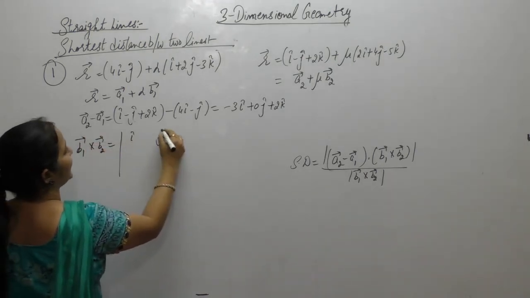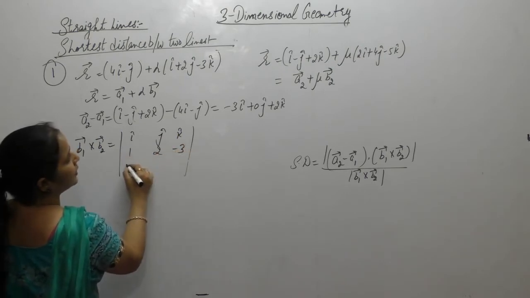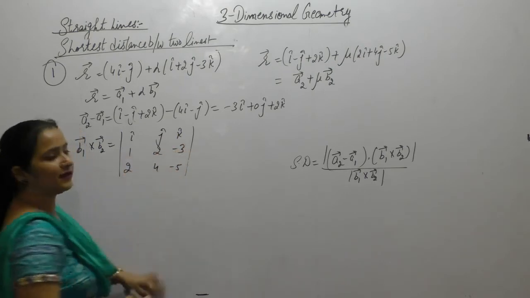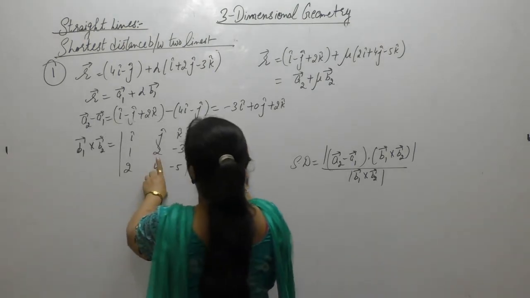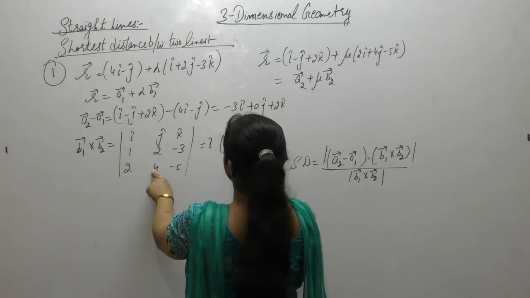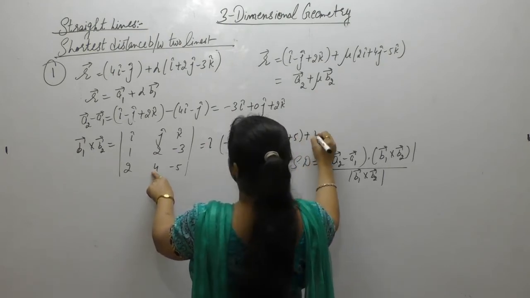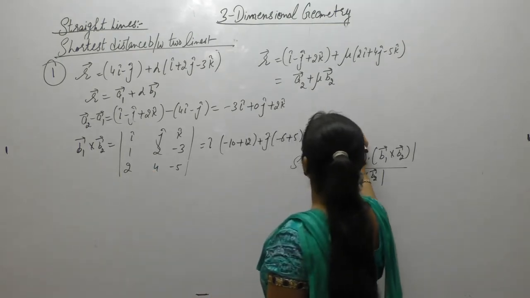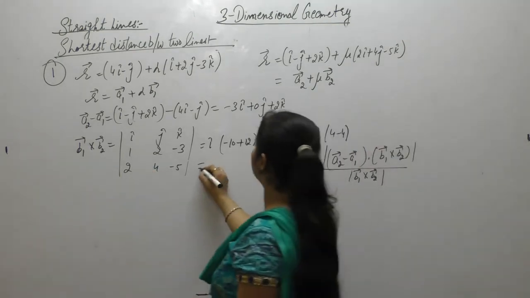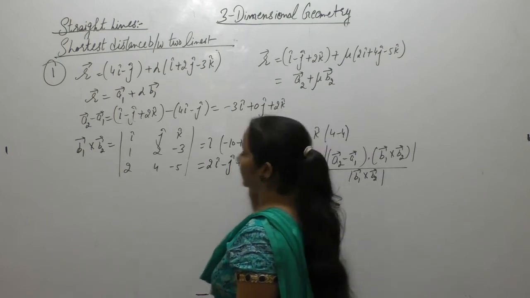That is i, j, k. b1 is 1, 2, minus 3; b2 is 2, 4, minus 5. So i cap is minus 10 plus 12, plus j into minus 6 plus 5, plus k into 4 minus 4. So we get 2i minus j plus 0k.